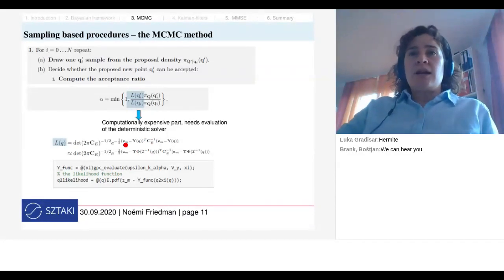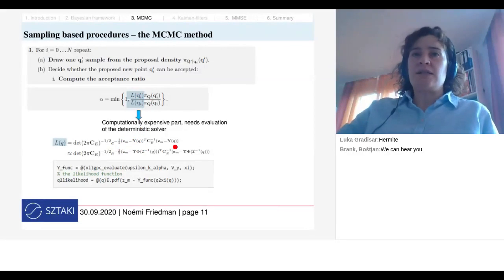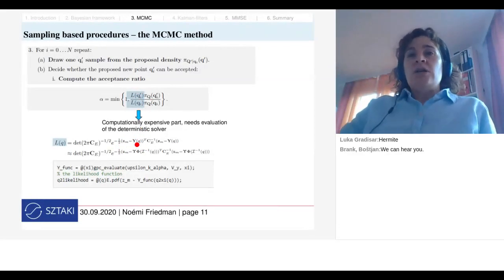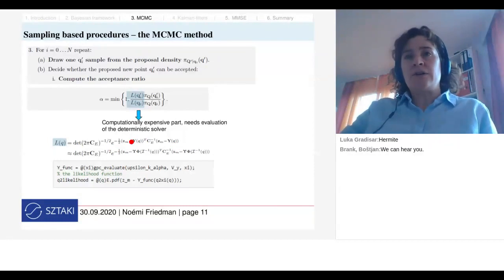And I need to evaluate this density function at this difference, okay? The response at either the Q prime or the actual position Q. I need to compute the displacement knowing the scaling factor. And this is my actual measurement. I subtract one from the other, and I evaluate this density function. So this is what I need to do. So I always need to compute the response given this value of the parameter. So this means here I need to actually run the deterministic solver.